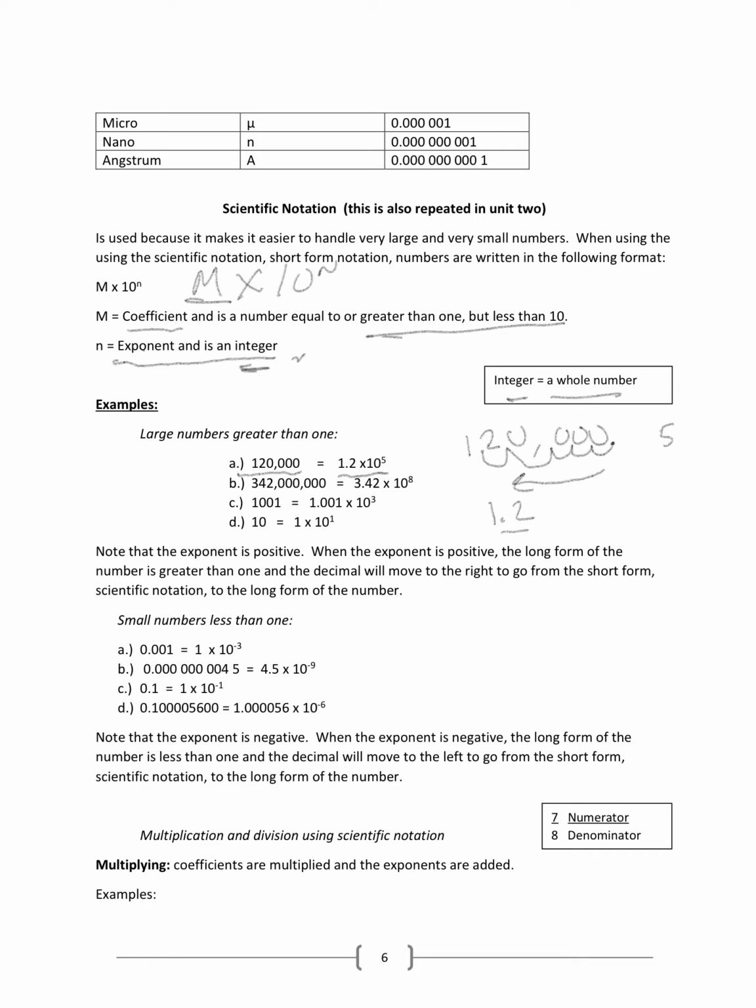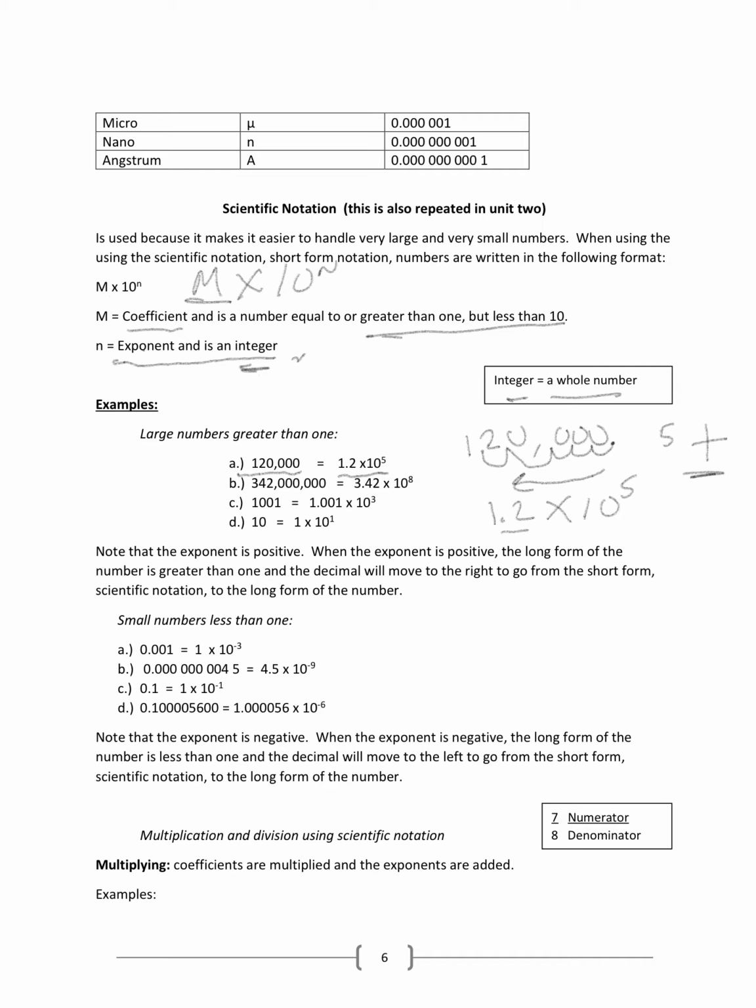Whenever I move a decimal place to the left like this, I'm going to have a positive exponent. So I'm going to multiply by 10 to the fifth. So this is saying 1.2 times 10 to the fifth, and that's equal to 120,000. Again, anytime I move the decimal place to the left, it's going to be a positive exponent.